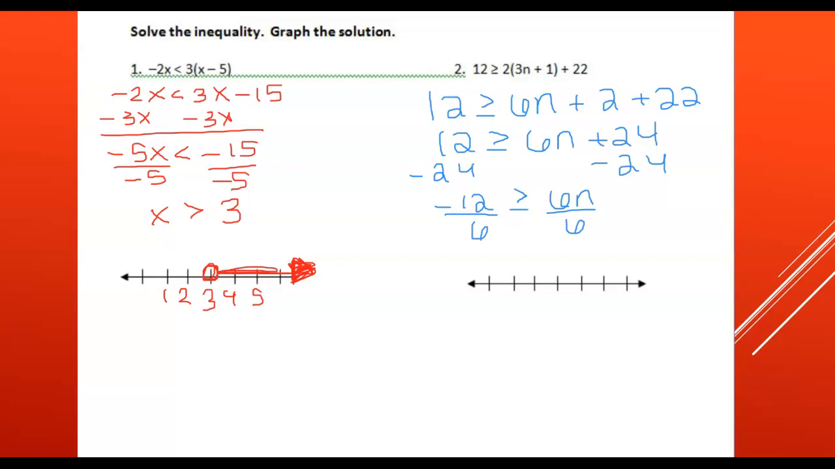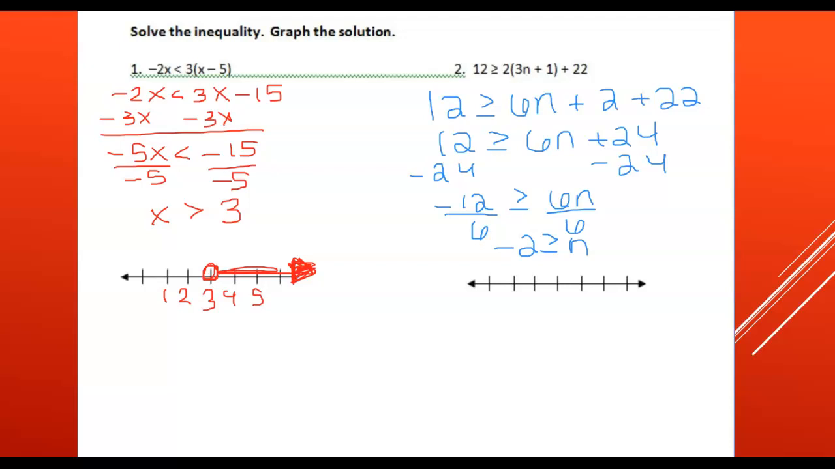Even though I divided a negative by a positive, that does not change the direction of an inequality. So it becomes -2 is greater than or equal to n. The inequality direction only changes if you divide or multiply by a negative, not taking a negative and dividing it by a positive.